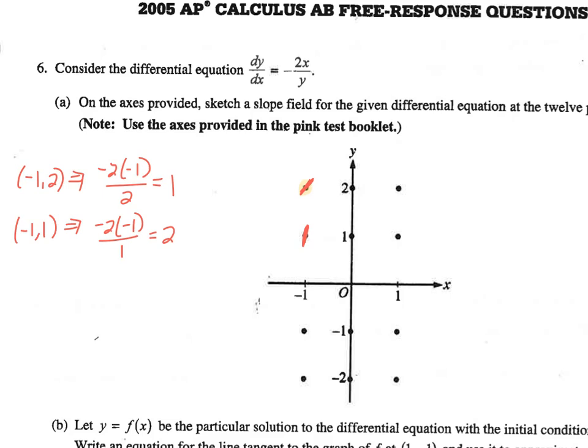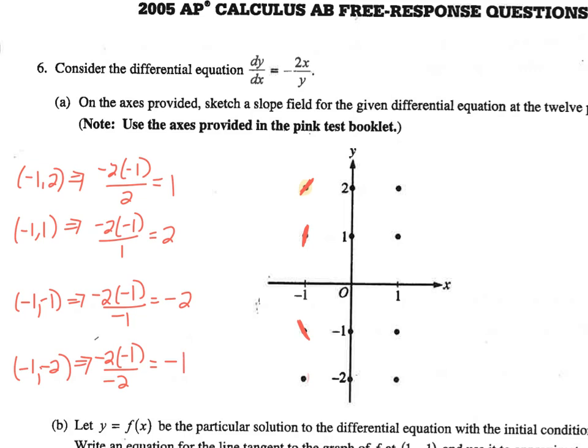How about we move down to these quadrant 2 values. Negative 1, negative 1. That would be negative 2 times negative 1 over negative 1. So this time we get negative 2. And then the bottom one, negative 1, negative 2. So now we're going to get negative 2 times negative 1 over negative 2. So this time we get negative 1.